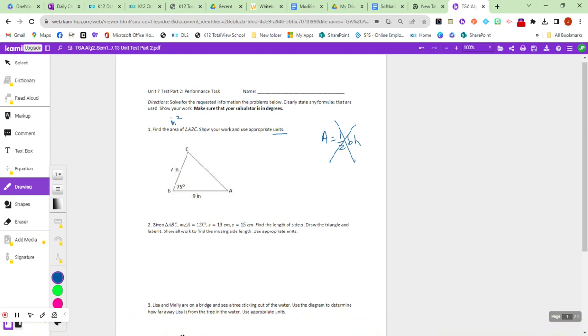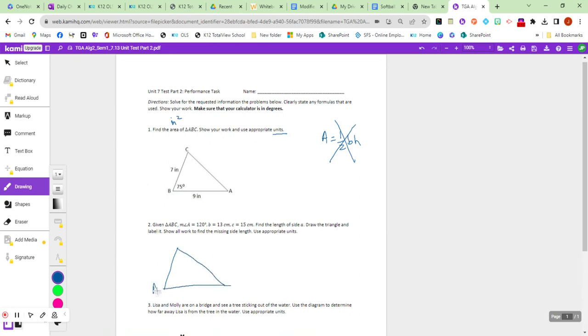Number 2 says, given the triangle ABC and the measure of angle A, side B, side C, find the length of side A. Draw the triangle and label it. Show all your work to find the missing side length. Use appropriate units. So this is asking you to draw the triangle. So make sure that you do that. Just some quick reminders. It really doesn't matter what the triangle looks like.